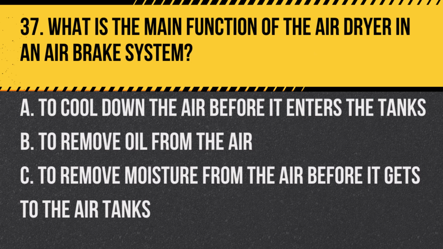Question 37. What is the main function of the air dryer in an air brake system? A. To cool down the air before it enters the tanks. B. To remove oil from the air. C. To remove moisture from the air before it gets to the air tanks. Answer. C. To remove moisture from the air before it gets to the air tanks. The air dryer ensures that the air in the system is dry to prevent freezing and other moisture-related problems.